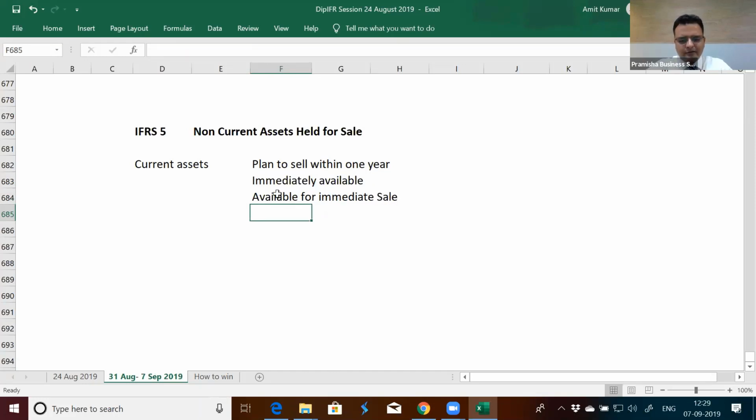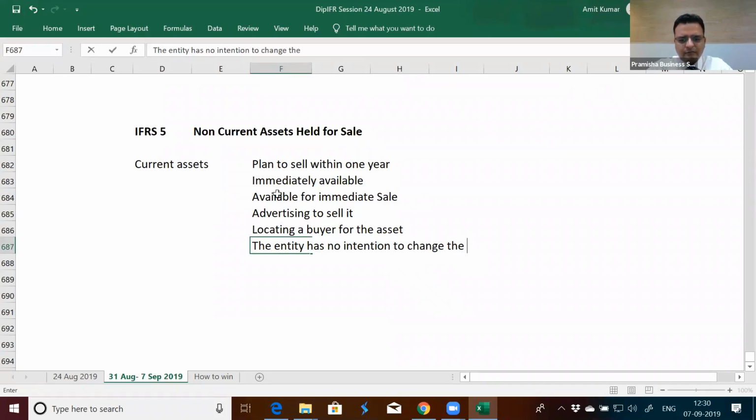You are locating a buyer, you're advertising to sell it. You have started locating a buyer for the asset. The entity has no intention to change the plan. When all these criteria are met, you're required to reclassify the asset from property, plant and equipment or an intangible asset into non-current asset held for sale.